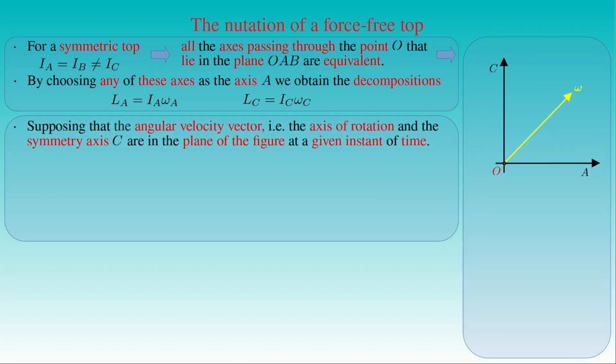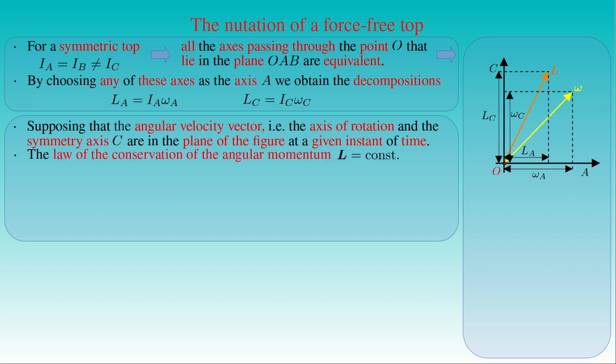Let us suppose that the angular velocity vector omega of a symmetric top, that is the axis of rotation, and the symmetry axis C are in the plane of the figure at a given instant of time. Since the axis A has an arbitrary direction in the OAB plane, we can choose this axis so that it also lies in the plane of the figure. Then we can decompose the angular velocity vector omega of the symmetric top with respect to its principal axes A and C, obtaining the components omega A and omega C parallel with these axes. Now the two equations describing the angular momentum L of the symmetric top show us that the vector L is also in the plane of the figure, which has a decomposition with the components LA and LC.